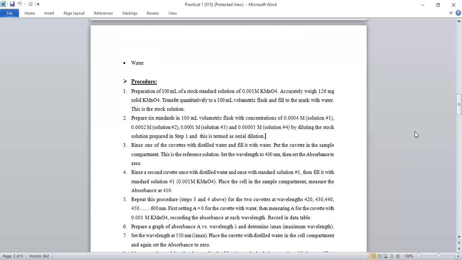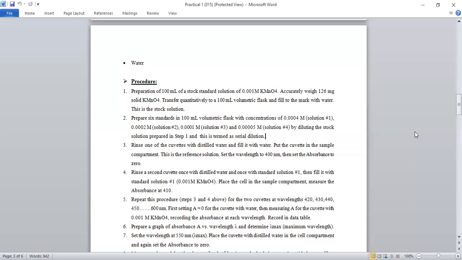Repeat this procedure, step 3 and step 4 above, for the two cuvettes at wavelengths 410, 430, 440, 450 to 600 nanometer. First set A equal to 0 with the cuvette with water, then measure A for the cuvette with 0.001 M KMnO4, recording the absorbance at each wavelength in a data table. Prepare a graph of absorbance A versus wavelength and determine lambda max. Set the wavelength at 550 nanometer, lambda max.